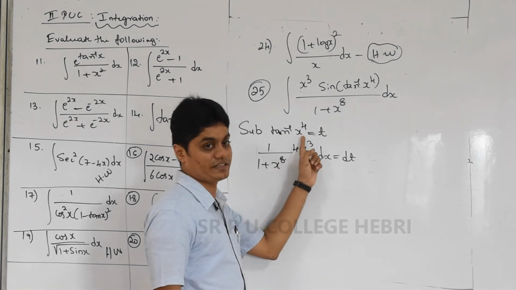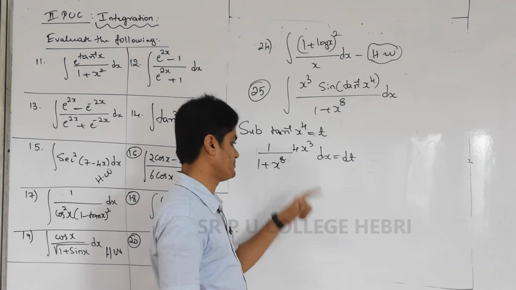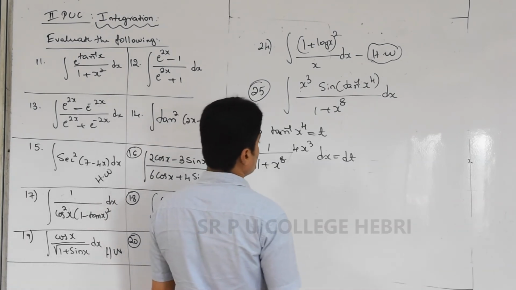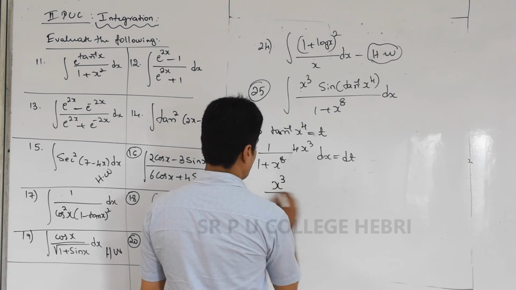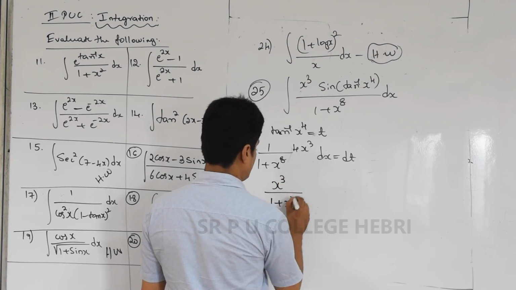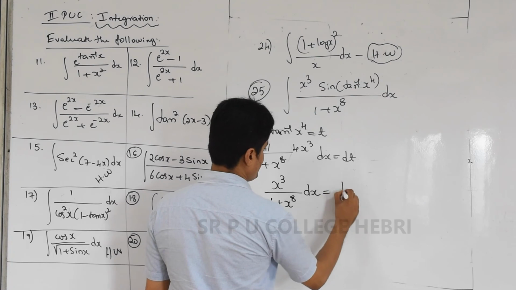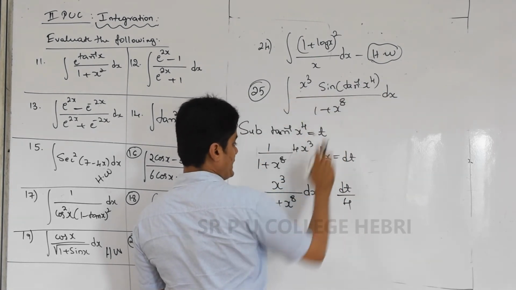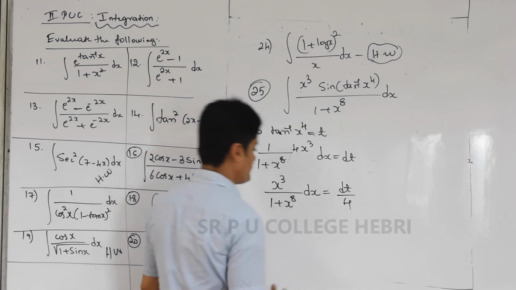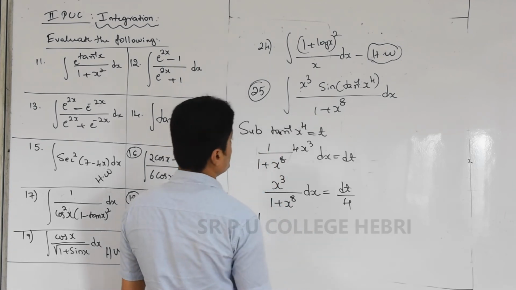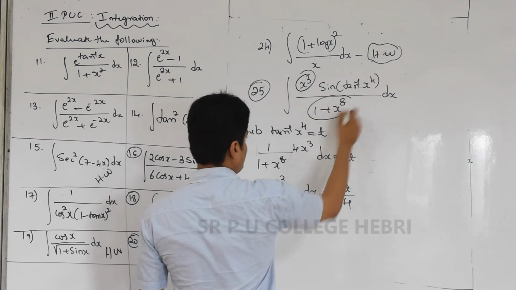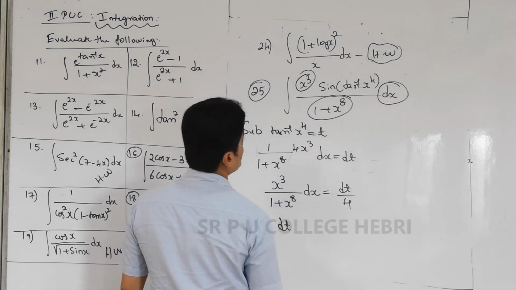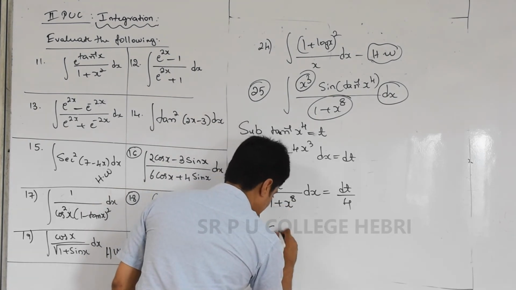Instead of x, what we have? X to the power 4. The square of that is x power 8. Then differentiate x power 4, that is 4x cube. Now you can observe here that the remaining terms of the given problem are present in this differentiation. See, x cube dx by 1 plus x power 8 is present along with the dx. So your work becomes very simple now. So this by this into this is 1 by 4 into dt, correct? Then along with that you will get sine of t.